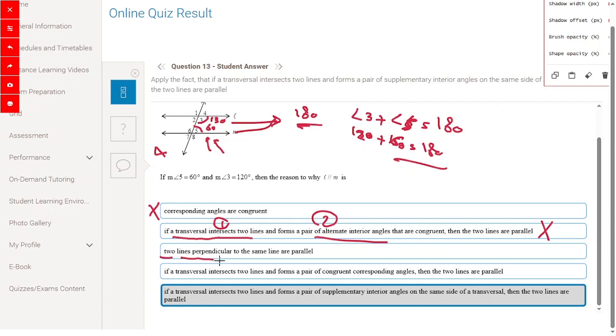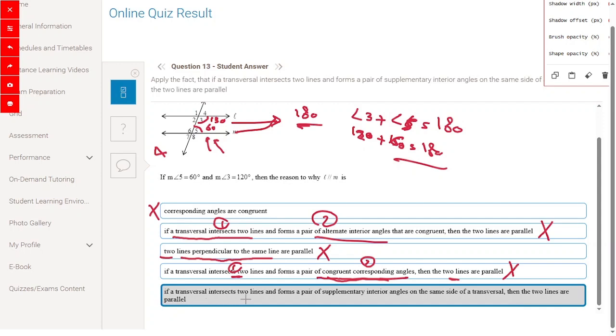Now, two lines perpendicular to the same line are parallel is a wrong answer. If the transversal intersects two lines, condition 1, and forms a pair of congruent corresponding angles, this is condition number 2. That means the lines are parallel, but here in this question, he didn't say anything about corresponding angles. Here he is saying alternate interior angles. So it will be a wrong answer.